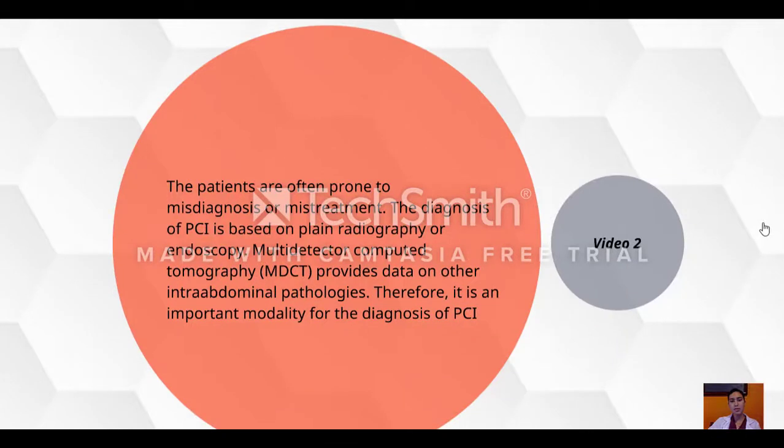The patients are often prone to misdiagnosis or mistreatment. Diagnosis of PCI is based on plain radiography or endoscopy. Multi-detector computed tomography provides data on other intra-abdominal pathologies. Therefore, it is an important modality for the diagnosis of PCI.